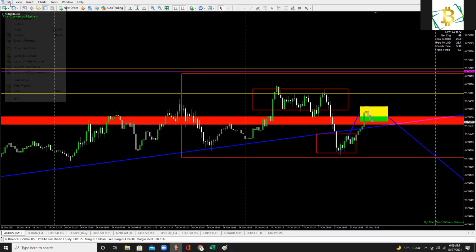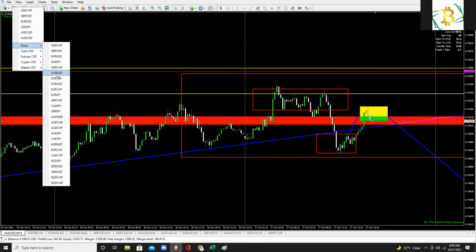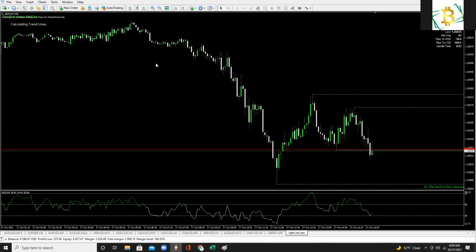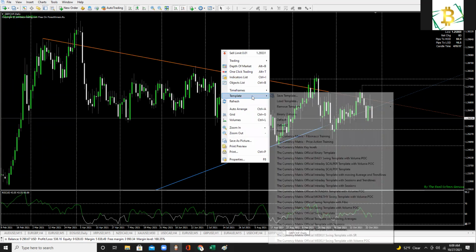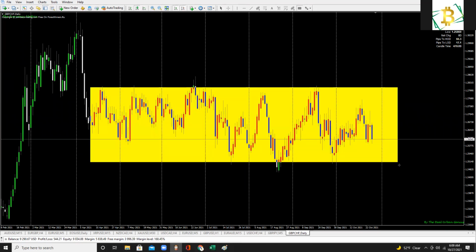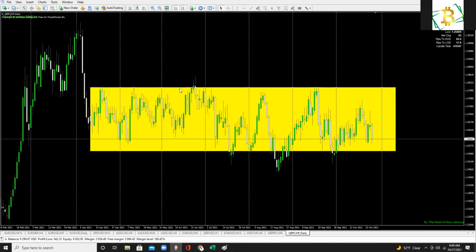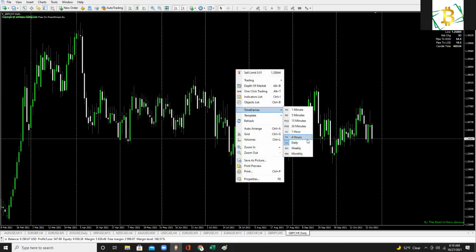All right, pound CHF. Right off the bat, I can tell you right now it's in a range, so I wouldn't even be trading that. We've been in a range for 1, 2, 3, 4, 5, 6, 7 months here on pound CHF. So I don't really see anything on that particular pair, but let's go to the 4-hour chart and see what we can find.